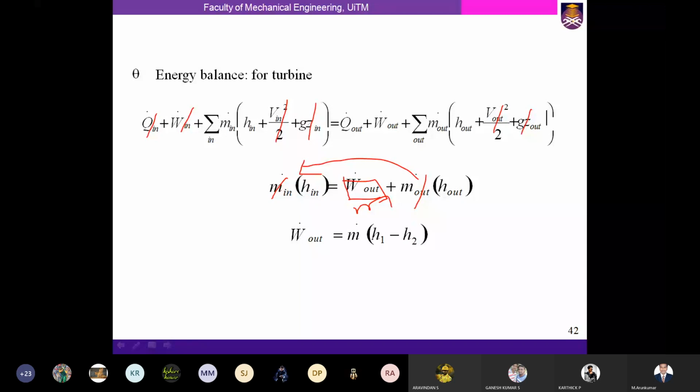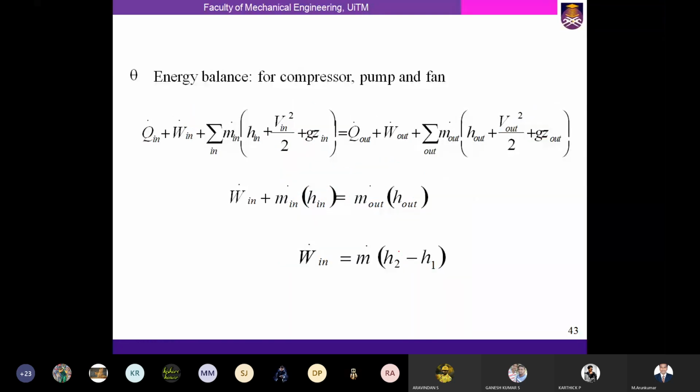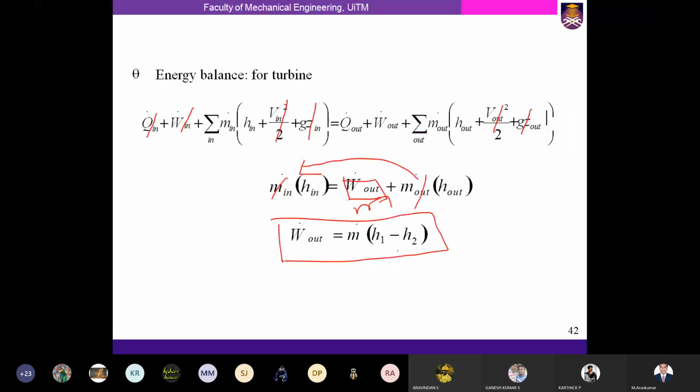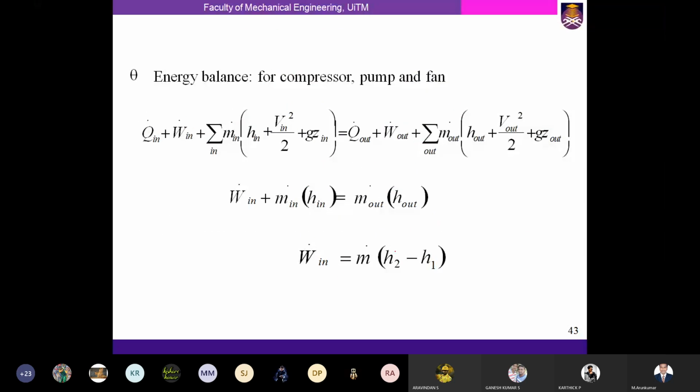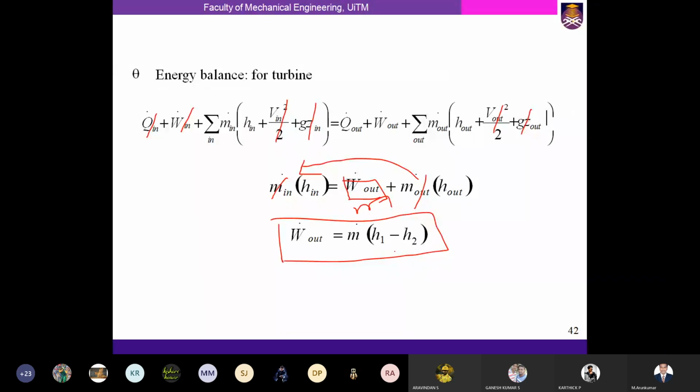So that can be written as M dot. There is M in equal to M out, so we can take mass flow rate as constant. Then we can have H1 minus H2, that is H in minus H out. So this is the final equation for compressor and turbine. This is for turbine.